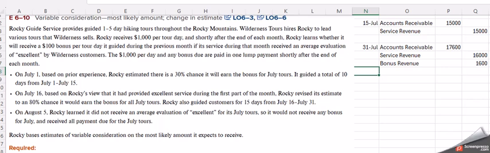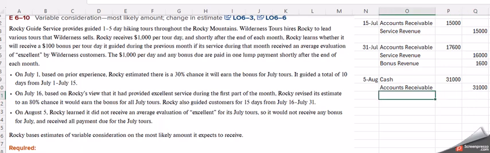But then on August 5th, they learn the unfortunate news that they did not get awarded excellent evaluations. So then they're not going to receive the bonus. So then the cash is going to come in for the 31,000 for the 31 days. And then we're going to take that out of the accounts receivable. Then that bonus, we're going to have to reverse it. So then we're going to debit the bonus revenue, and then we're going to credit the accounts receivable.